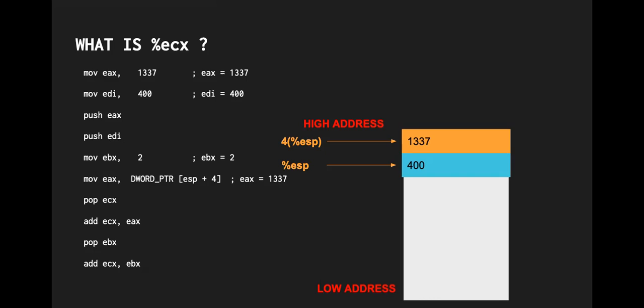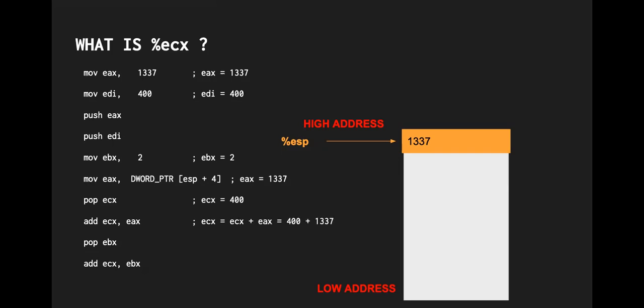So what happens when we pop? Okay, so when we pop, remember the push and pop operations on the stack. When we pop, we look at the top of the stack and we increment ESP by 4, and we take the value on the top of the stack and store it into ECX in this case, right? Okay. All right, and then again, add ECX, EAX. That's basically doing ECX equals ECX plus EAX.